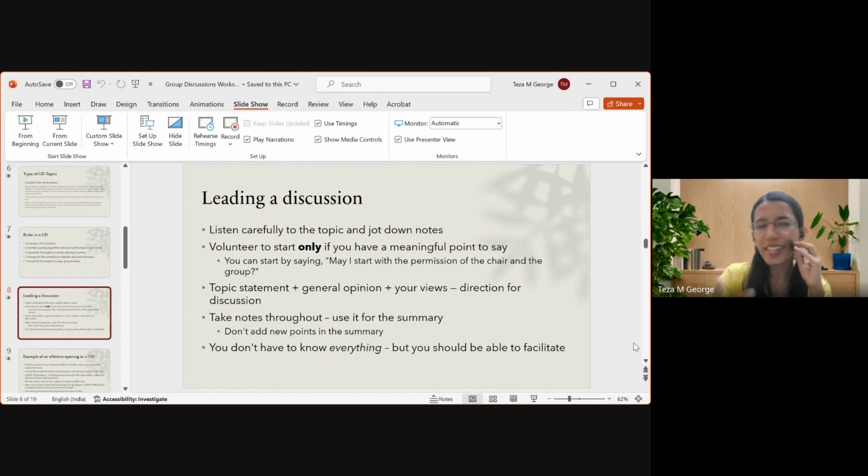Or in order to lead a group discussion, the skill that you need to have is to facilitate. Now, when I introduced myself as the one who will be making this presentation for you, I introduced myself as the facilitator. This is what it means.